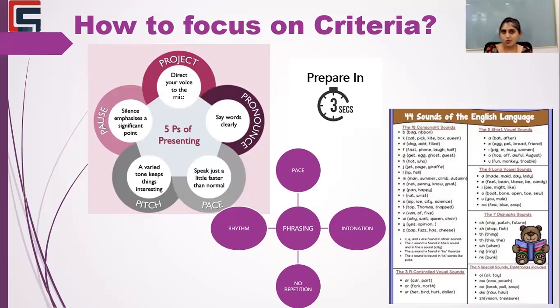So this we need to improve. Phrasing is one such skill which enhances your ability to write and speak sentences with a complex sentence structure. No repetition. You need to maintain the rhythm and intonations. Intonations again means the same thing: the pitch of your voice.